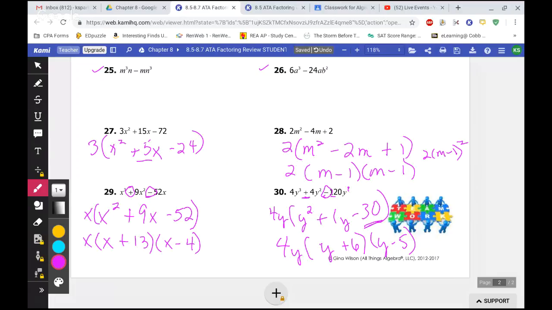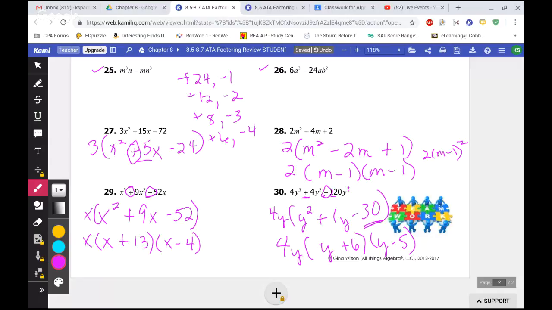So in order for it to be negative, I'll have to have one positive term and one negative term. And the bigger of the two needs to be positive because the sign before the middle term is positive. So I'm going to have positive 24, negative 1, positive 12, negative 2, positive 8, negative 3. And I think that's my winner. But the other one is positive 6 and negative 4.